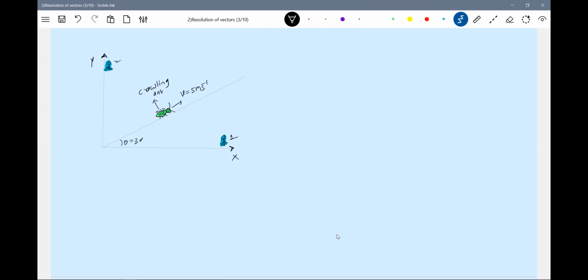So we'll ask person 1. We'll ask him. Initially the ant was here, then after some time it will come here. We'll ask this person: will he say that it is moving towards me also, because it has covered some x displacement?